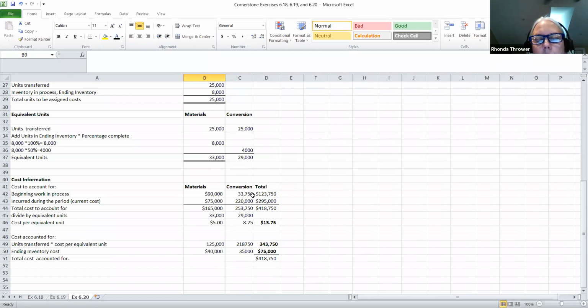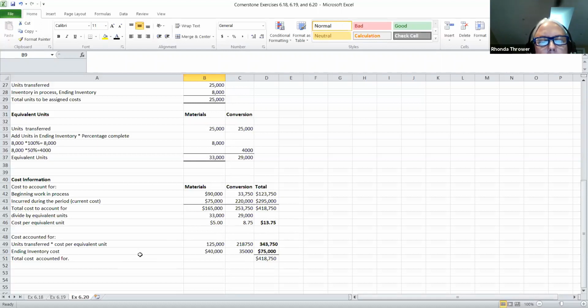For conversion, the beginning inventory conversion plus the conversion that you incurred during this month gives you total conversion cost of $253,750. These two are added together to get that. We're going to divide those by the equivalent units for conversion, which was 29,000. And that will give you $8.75, which is your conversion cost for the weighted average. The two of these combined is the total cost per equivalent unit.